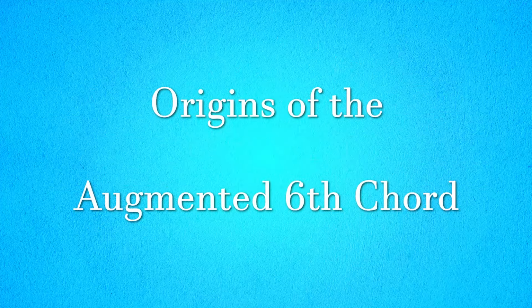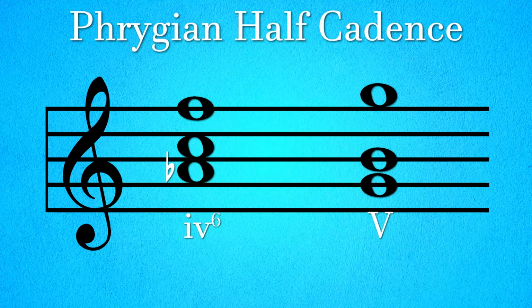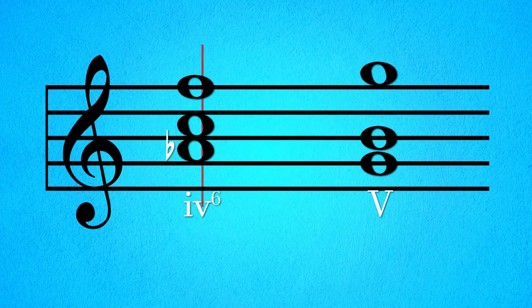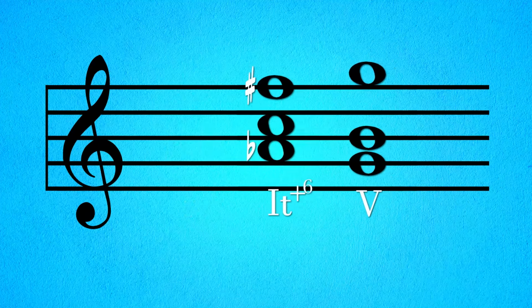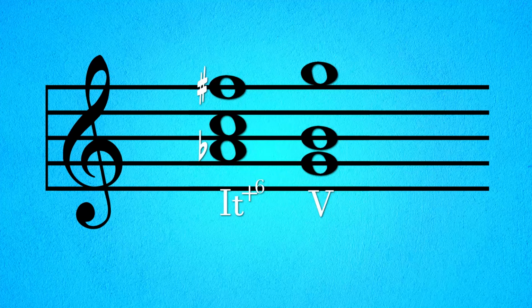The origin of the augmented 6th chord can be traced back to the Phrygian half cadence, wherein a minor 4 chord in first inversion resolves to a 5 chord. This involves the movement from an F minor chord in first inversion to a G chord, with the A flat in the bass resolving down to G. Composers would introduce passing chromatic tones like F sharp to lead smoothly to G. Eventually merging these tones to form the augmented 6th chord, where A flat to F sharp creates an augmented 6th interval.